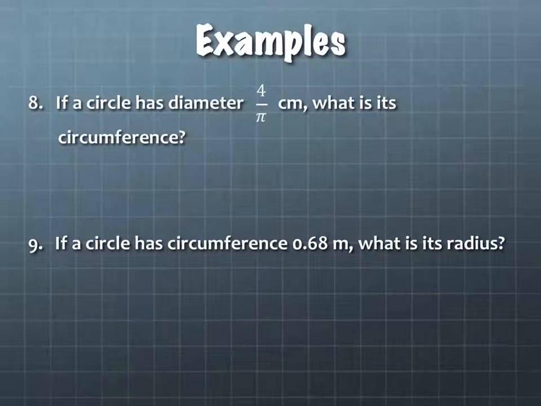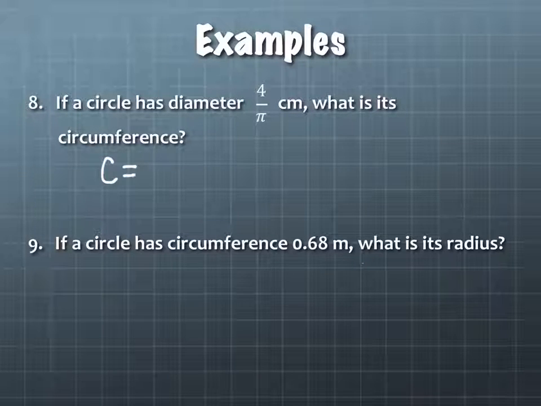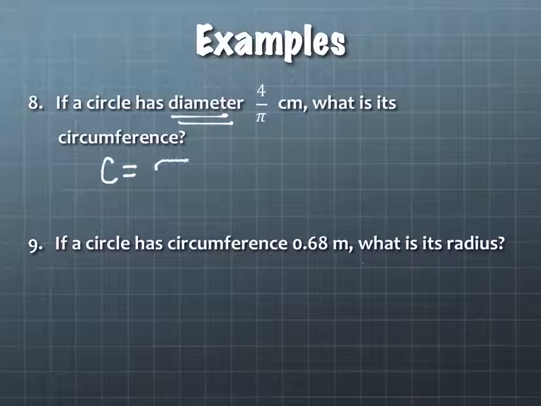Okay, let's try some examples. We've got a couple of them here. One you have on this page. It says a circle has a diameter of 4/pi centimeters. What is its circumference? So the first thing we need to do is we need to write down or think about the circumference formula. So what is the circumference formula that has diameter in it? I might as well use the diameter formula because I've got that information. Pi times d, right?